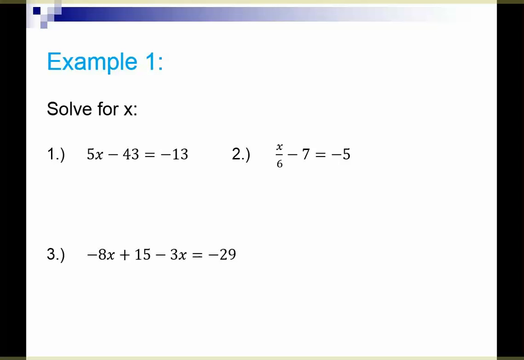Okay, let's see how we did. Number 1, basic two-step equation. So we begin by taking out the loner. We're going to add 43 to both sides. And that leaves us with 5x equals, that's a war problem, positives win. They win by 30. So we get 5x equals 30, divide by 5, divide by 5, x equals 6.